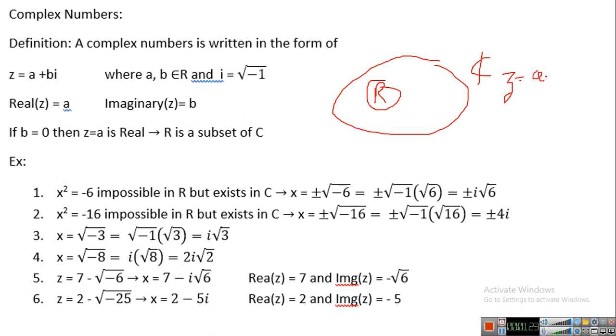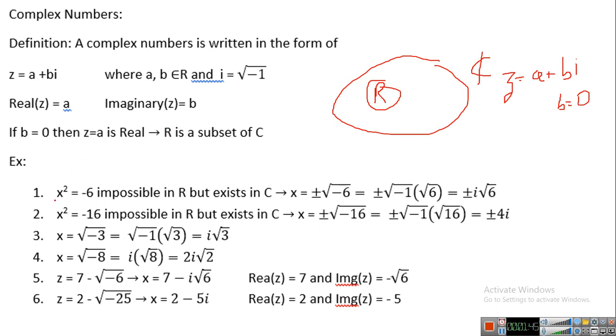So if b is 0, we don't have the square root of minus 1. If b is 0, this set will be the same as the real set. So that's why the complex set is very huge compared to the real set. So let us take some examples.